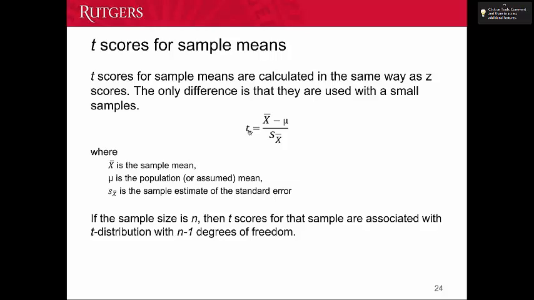So if the sample size is n, then t-scores for the sample are associated with a t-distribution with n-1 degrees of freedom. So when you have a value of a t-score, we can check the statistical table, which describes the t-distribution with n-1 degrees of freedom, where n is the sample size, to see how many observations lie below a particular value of the t-score and how many observations lie above this particular value of the t-score.